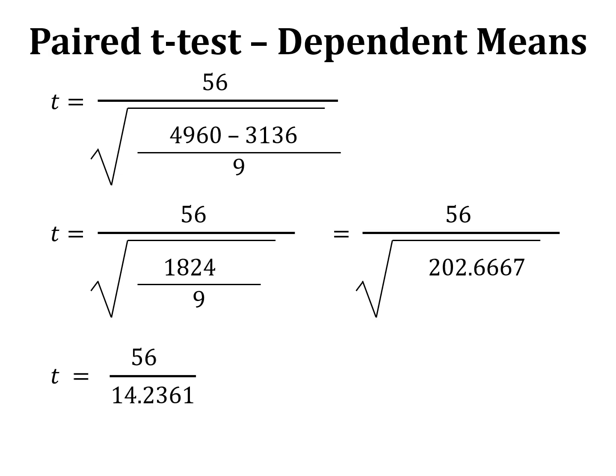Now we take the square root of the 202.667, and the answer is 14.2361. Now we are going to divide 56 by 14.2361, and the answer is 3.9337. So this is the t-value that we have calculated. And what is our degree of freedom? So in this example, we have the degree of freedom as 9.